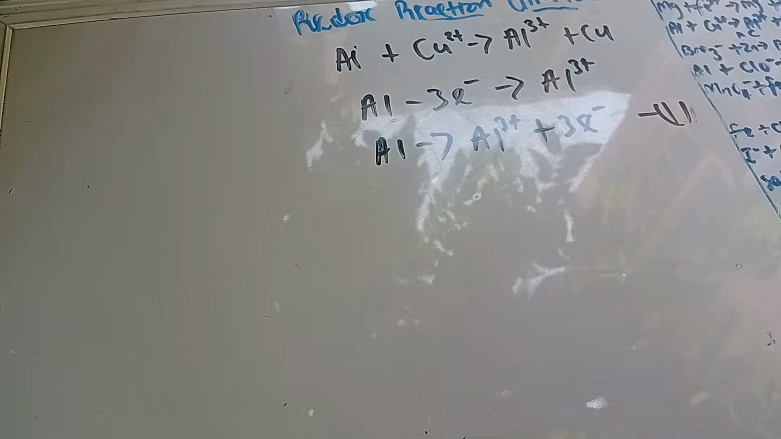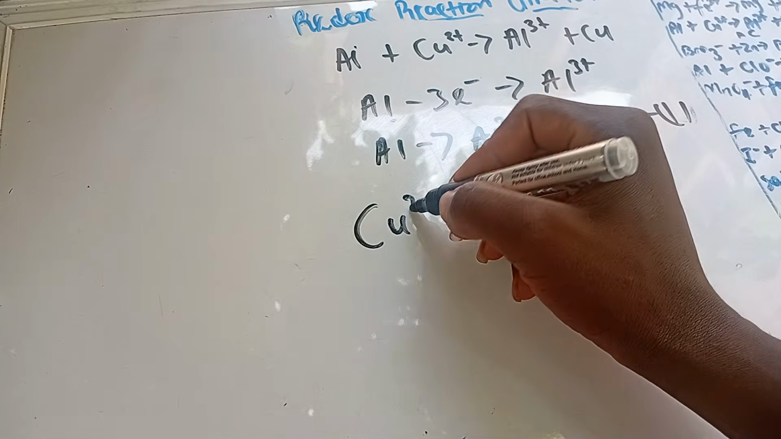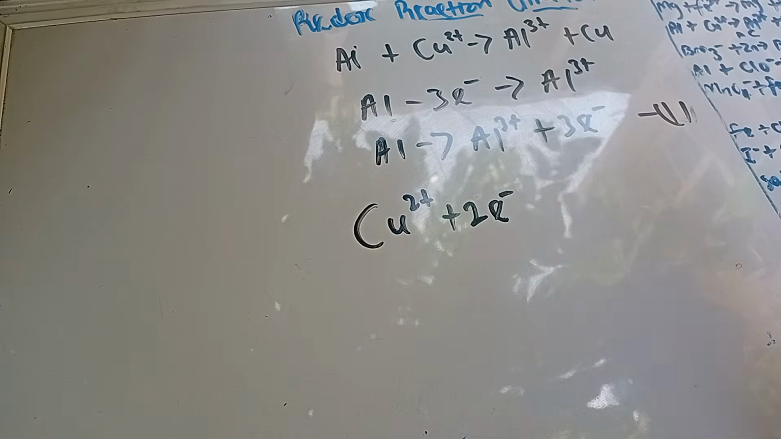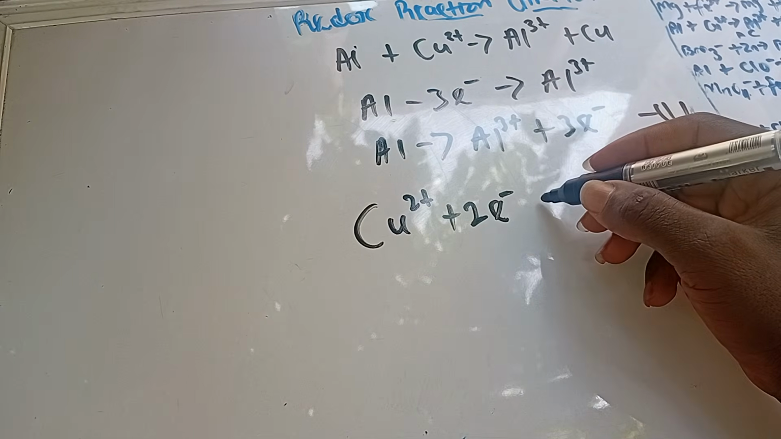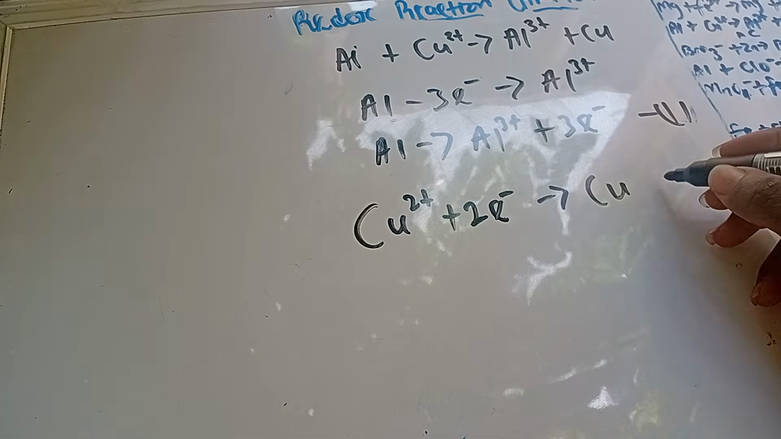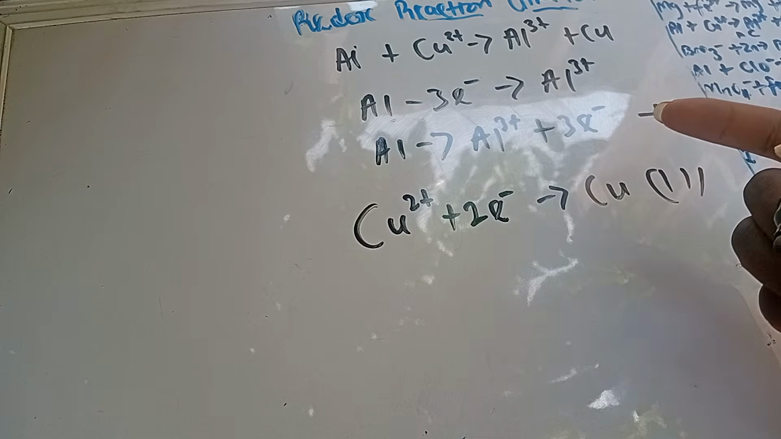Now the second equation. Copper is reduced. That's gain of electron. Cu2+ plus 2e- to give us Cu. This one gained 2 electrons, this one lost 3 electrons. That's equation 2. Now how do we balance the electron?